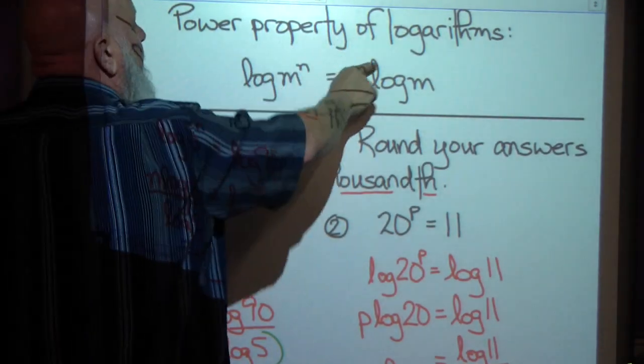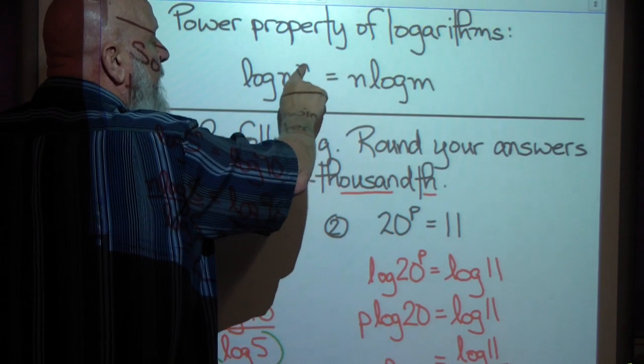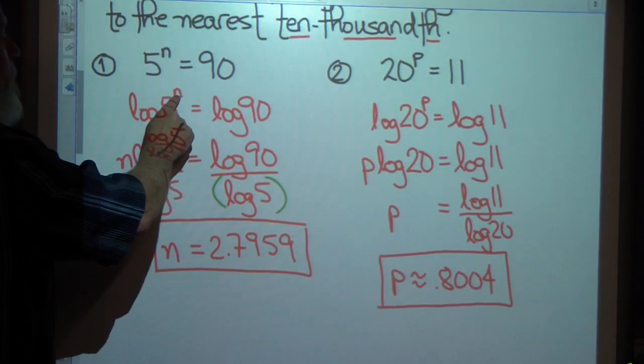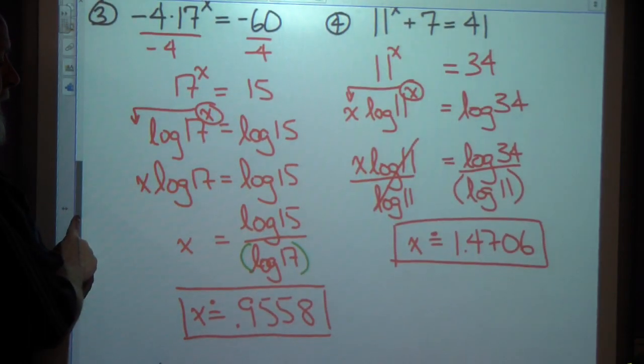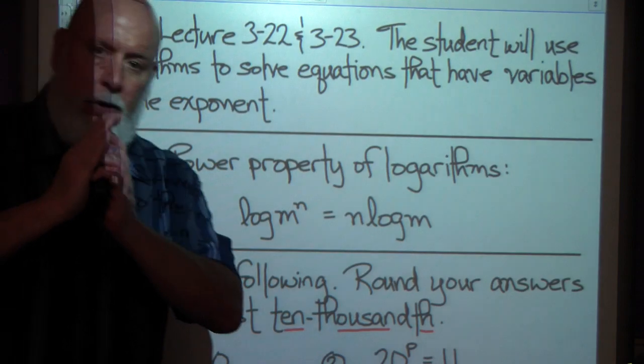So that's using logarithms to solve equations that have variables in the exponent. We use the power property of logarithms. Take the log of both sides and then move your variable to a position of a coefficient. And then solve for the variable. Use just basic algebra from there on. Okay? You can do this.